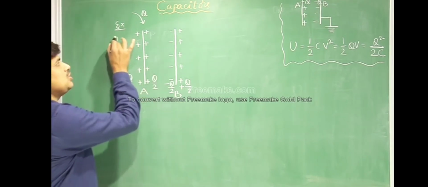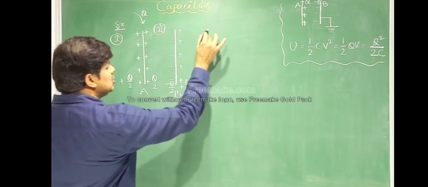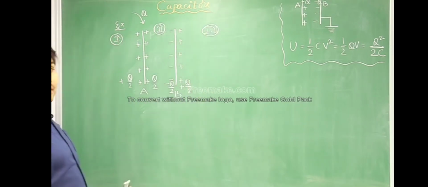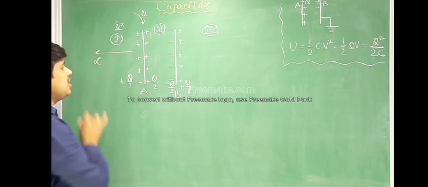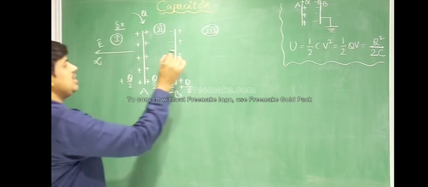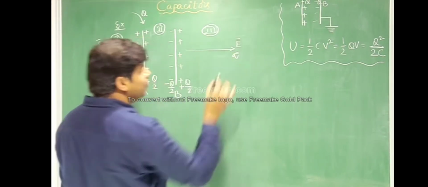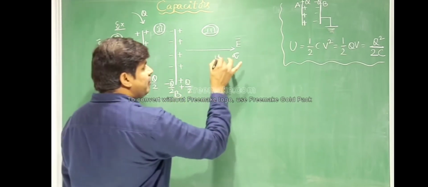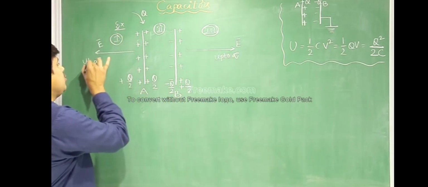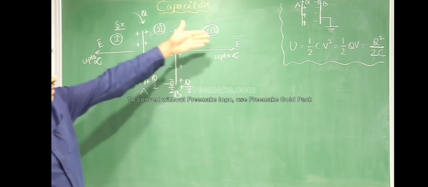So you know this region is 1. I made a detailed discussion. This region is 2. This region is 3. In these 3 regions, electric field is there. In region 1, electric field is spreading up to infinity. E bar spreads up to infinity. Electric field in region 3 is also spreading up to infinity. Don't think that the magnitude of electric field is infinity. Electric field is spreading up to infinity.